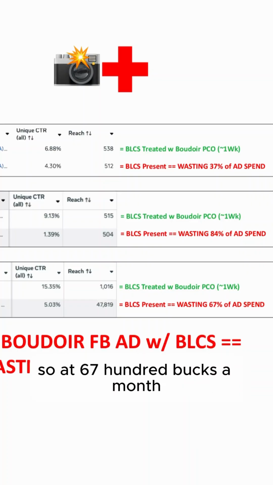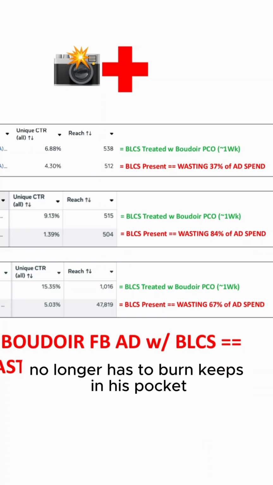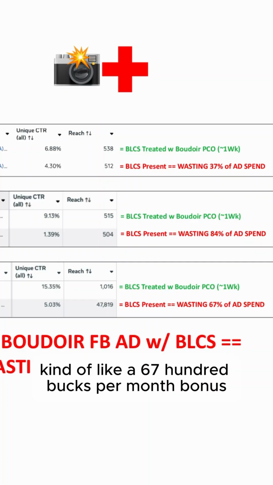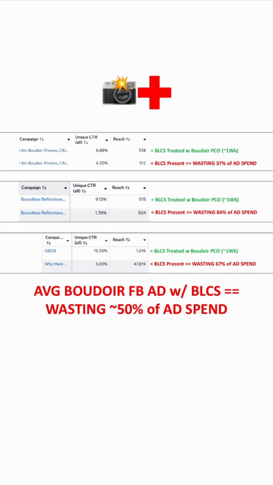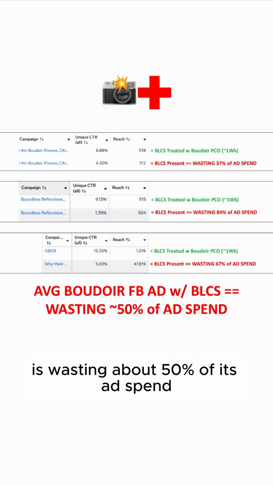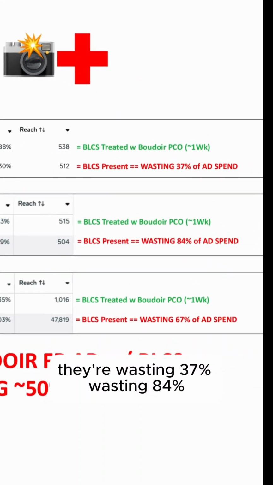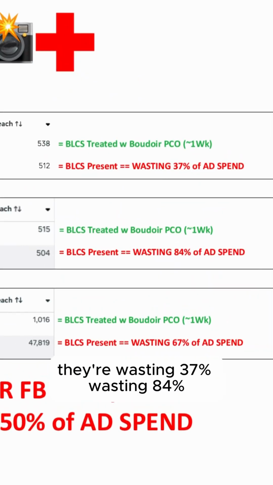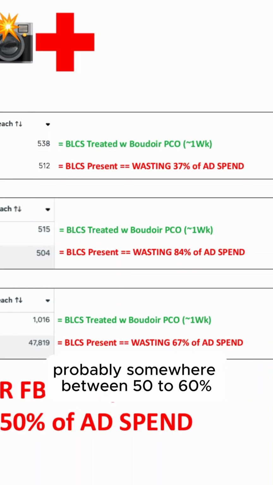So at 6,700 bucks a month, he no longer has to burn, keeps it in his pocket, kind of like a 6,700 bucks per month bonus. That's like 80K at the end of 12 months. So what we've discovered is the average boudoir Facebook ad with BLCS is wasting about 50% of its ad spend. I mean, look at the numbers here. They're wasting 37%, wasting 84%, wasting 67%. Take the average of these numbers, probably somewhere between 50 to 60%.